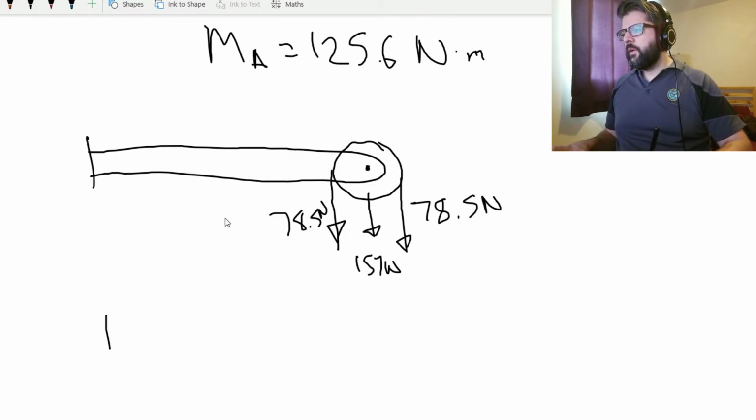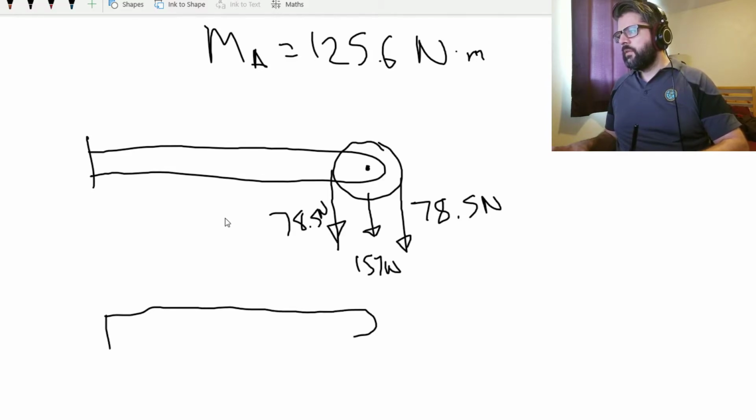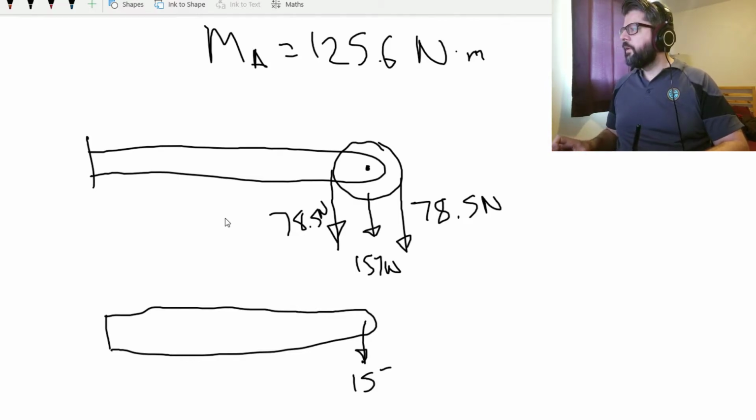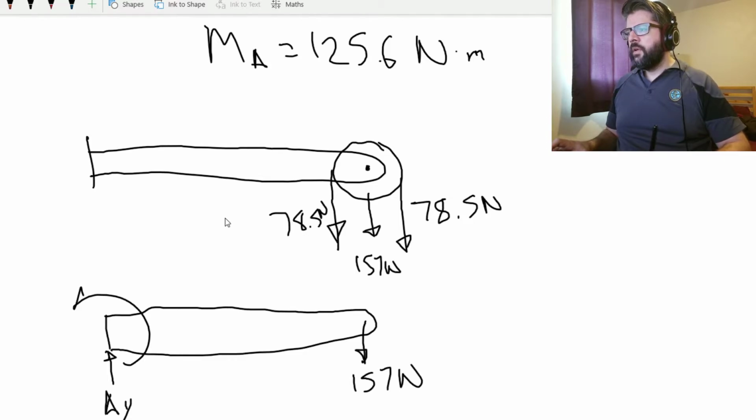So a free body diagram for that could be represented with 157 newtons. And then we're going to have, again, a Y reaction, and we're going to have a moment reaction. Again, we could have an Ax reaction here, but that's going to end up being zero.